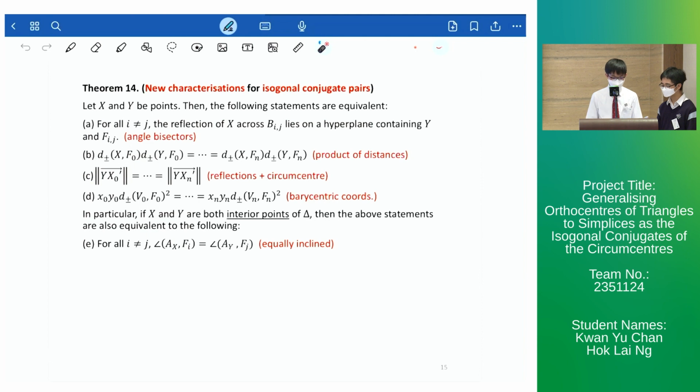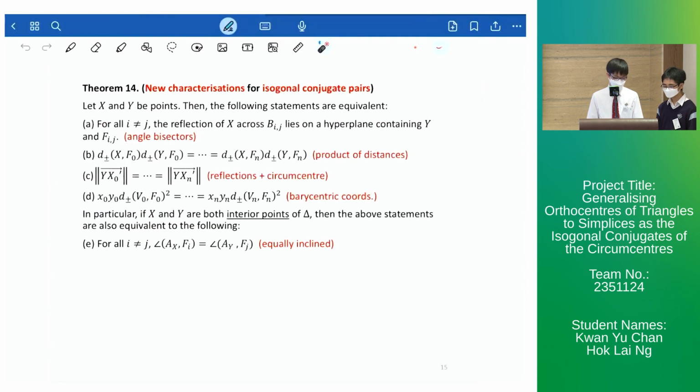Applying this lemma to all pairs of facets gives us our second main result, Theorem 14, which gives 5 equivalent conditions for isogonal conjugate pairs. A. For each pair of facets, the reflection of X across the angle bisector Bij lies on a hypersphere containing Y and Fij. B. The product of signed distances from X and Y to each facet are all the same.